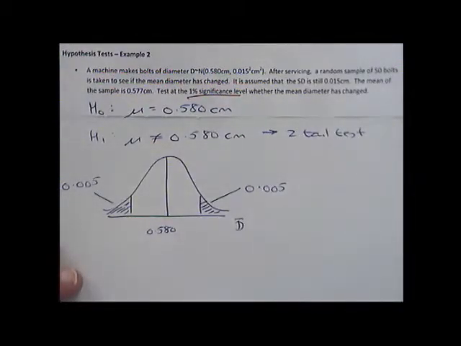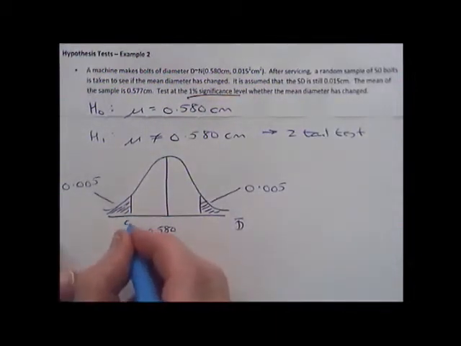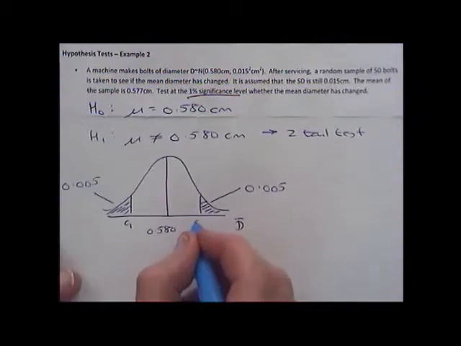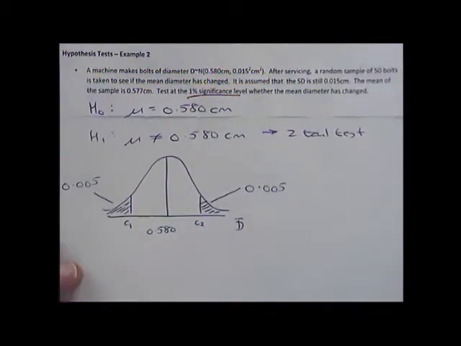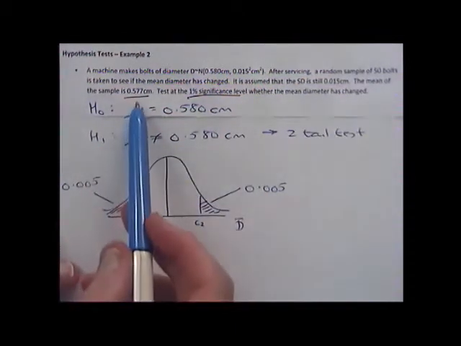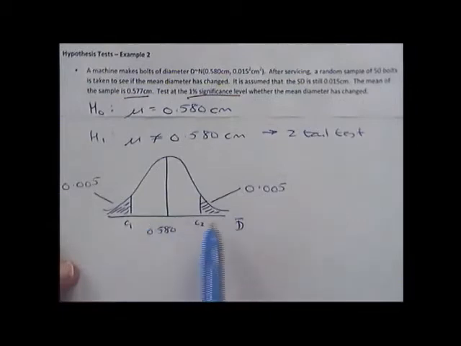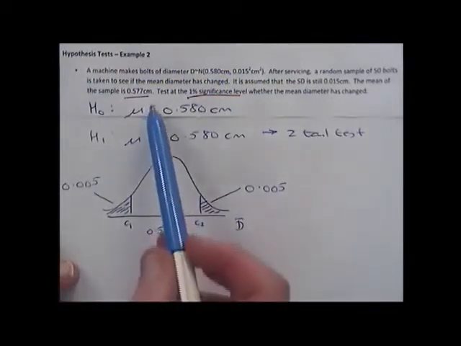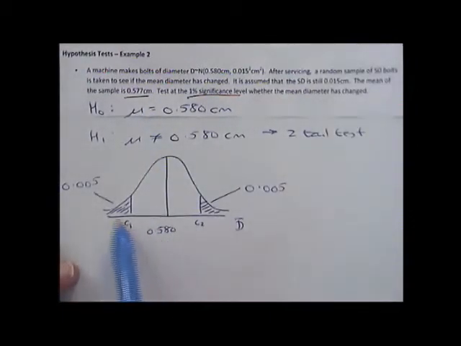And we here will be finding a critical value, well actually two critical values. We'll be finding a critical value down here and a critical value up here. Because of the symmetry, if we find one, we can easily find the other. And we've got a test statistic. We've got the sample mean, which is 0.577. It's not going to be in the upper tail because it's smaller than the mean, so it's going to be down here.